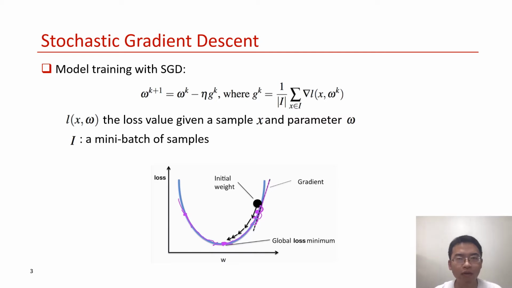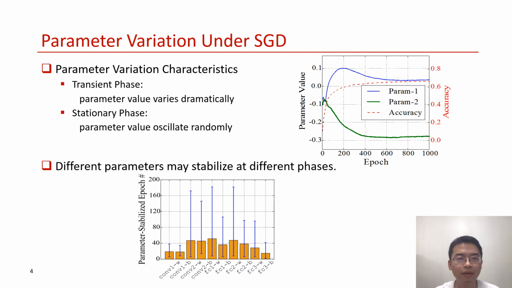Given a machine learning model, the objective of the federated learning process is to minimize the loss function over the whole training dataset. A common training algorithm for that is stochastic gradient descent, which iteratively refines the model parameters towards the optimum. Under the SGD algorithm, a model parameter usually goes through two phases: a transient phase where the values change drastically, and a stationary phase where the values oscillate around the optimums.